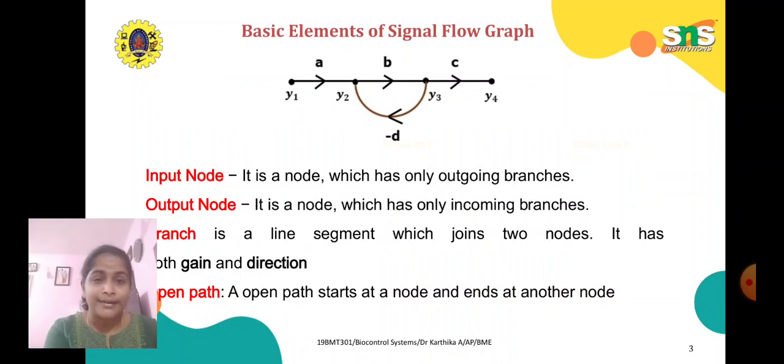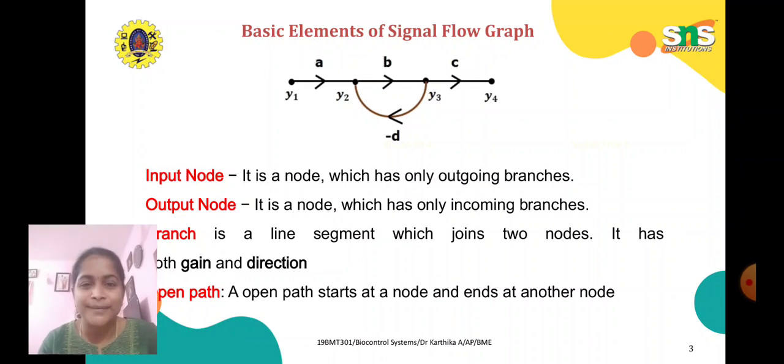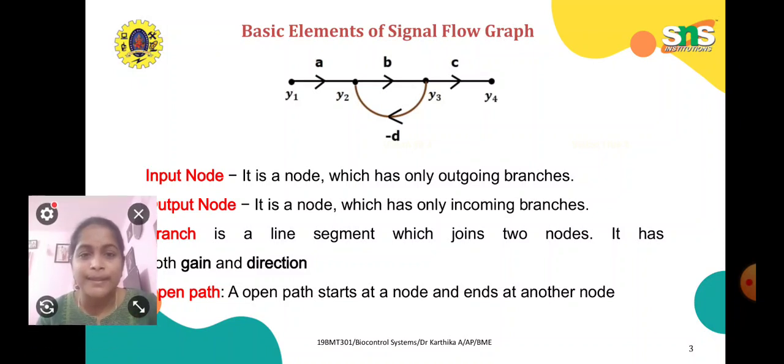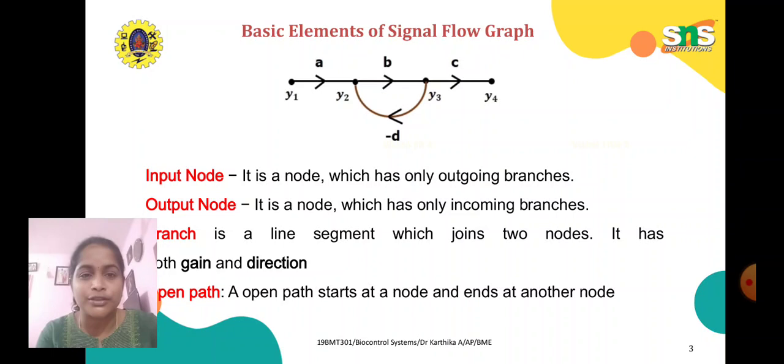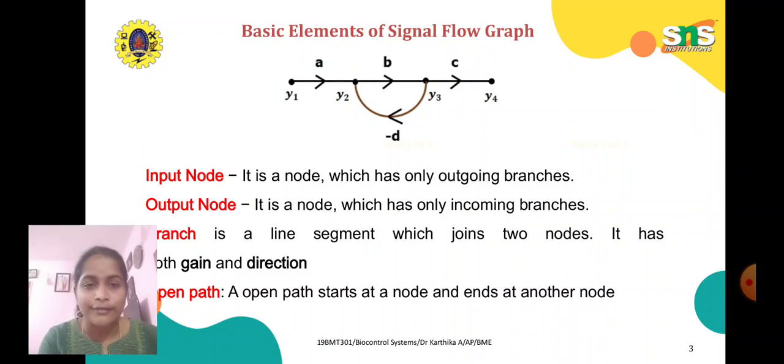Okay, see here the basic elements of signal flow graph. See the example diagram. Here we have y1, y2, y3, y4 and also we have A, B, C and D. What is a node here in this signal flow graph? We have an input node, also we have an output node, branch and open path. And what is input node? First of all, what is node?